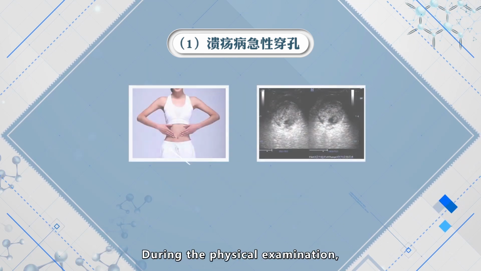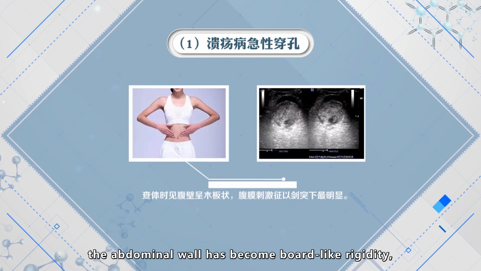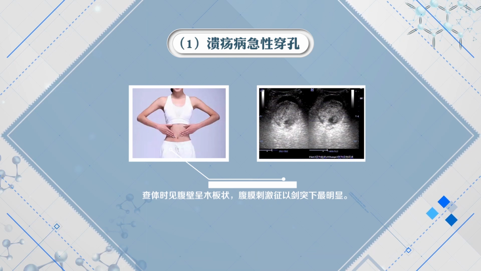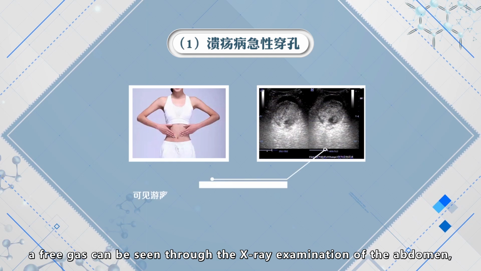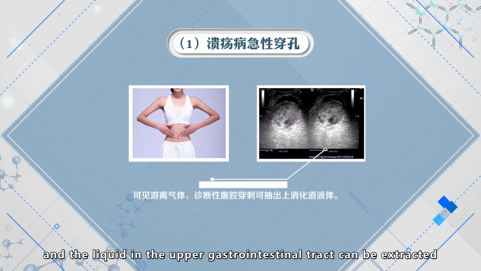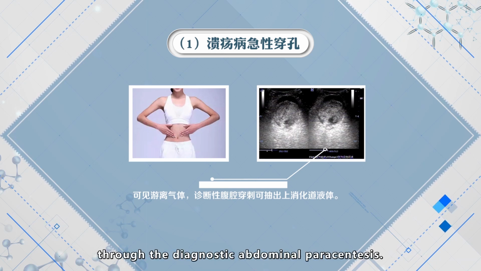During the physical examination, the abdominal wall has become board-like rigid. Signs of peritoneal irritation are most prominent below the xiphoid. A little gas can be seen through the X-ray examination of the abdomen, and the liquid in the upper gastrointestinal tract can be extracted through the diagnostic abdominal paracentesis.